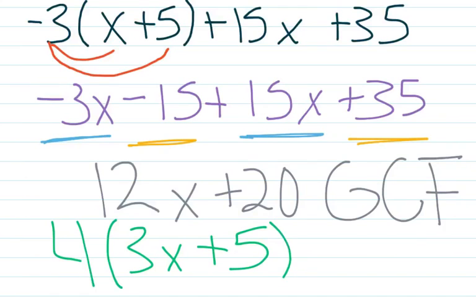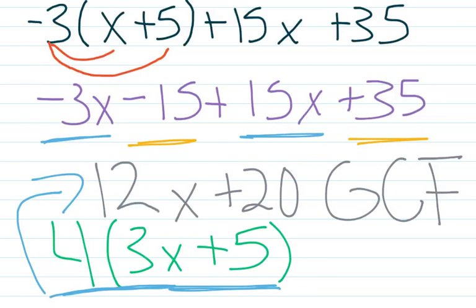plus 5. And then a way to find out if you did the work correctly would be to distribute your answer. It would be 4 times 3x, which makes 12x, and 4 with positive 5 would make 20. And this is how you solve your equation.